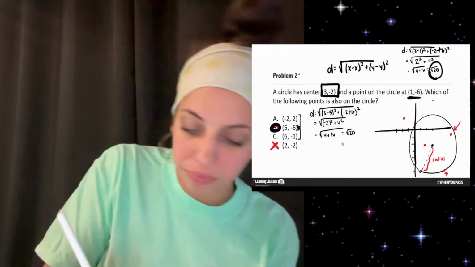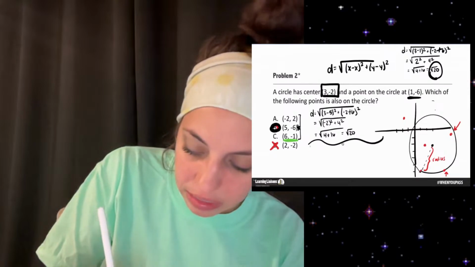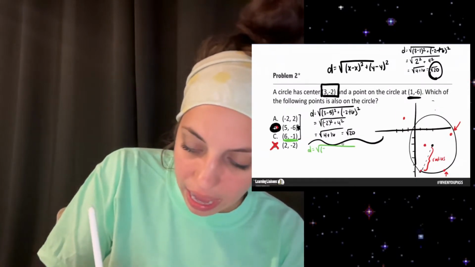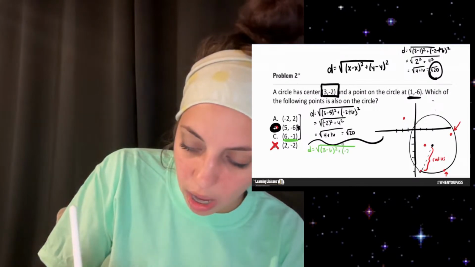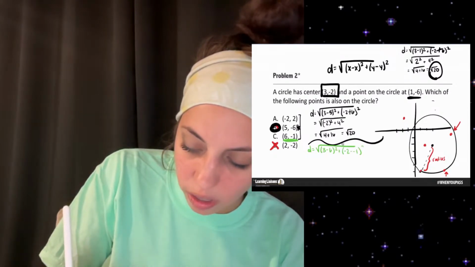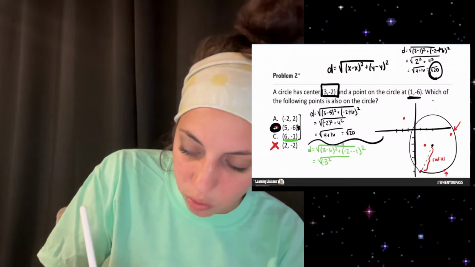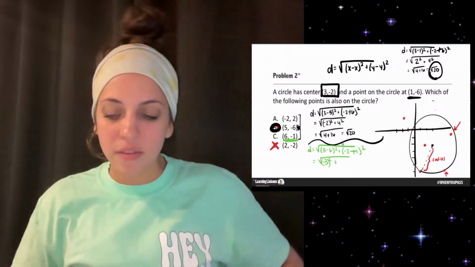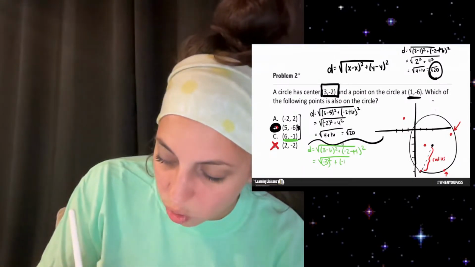Now, let me show you what would happen if we tested a point that was not the answer. I'm going to test this point right here. d equals the square root of (x minus x) squared plus (y minus y) squared. 3 minus 6 is -3 squared. 2 minus -1 is a positive, so -2 plus 1 is -1 squared.